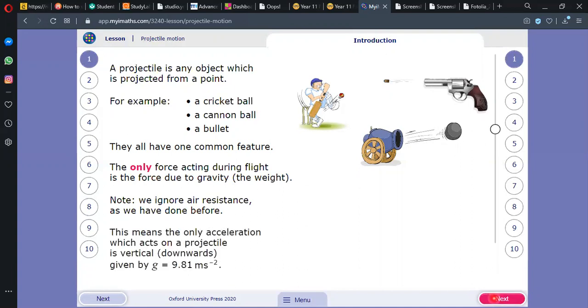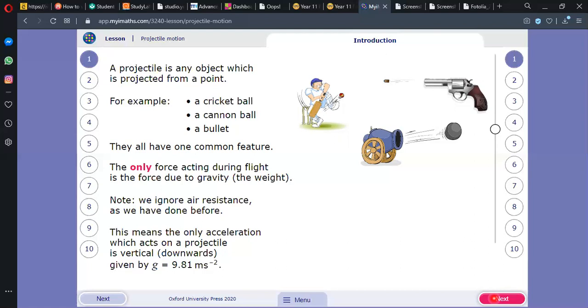This means that the only acceleration which acts on a projectile is vertical, that means downwards. So if you project any object, whether vertically upwards or horizontally, you would expect that there is a vertical force always trying to push that object downwards. Remember that we talked about that kind of force, which we call gravitational force, always trying to pull every object back to the surface of the earth, which is the major reason why all objects, even human beings, are glued to the surface of the earth. We are not floating. It's due to the gravitational force.